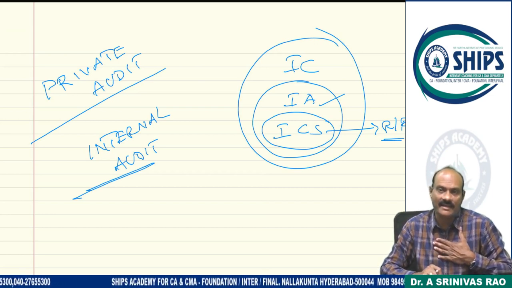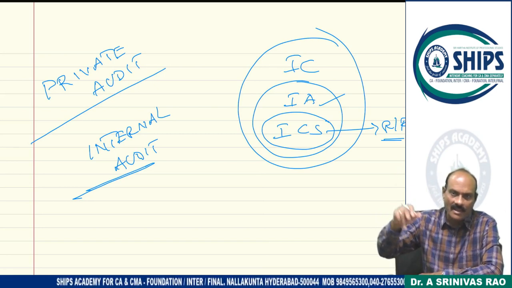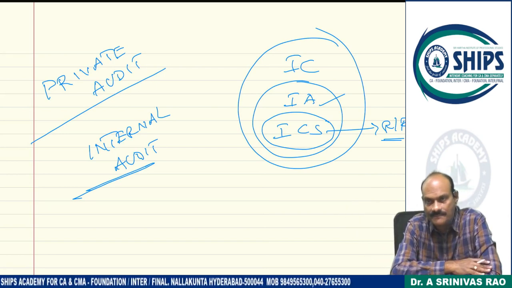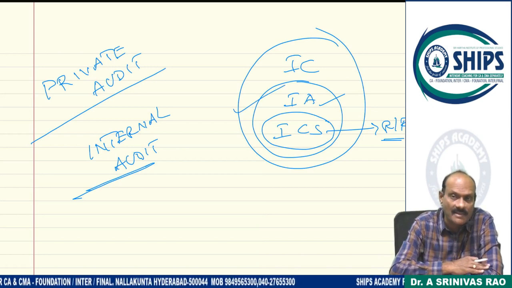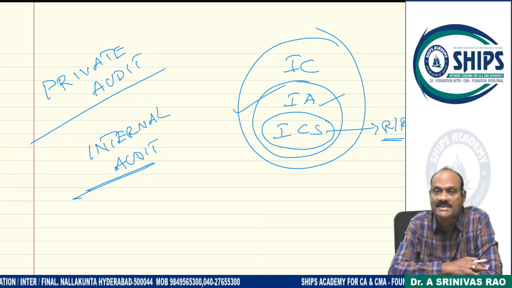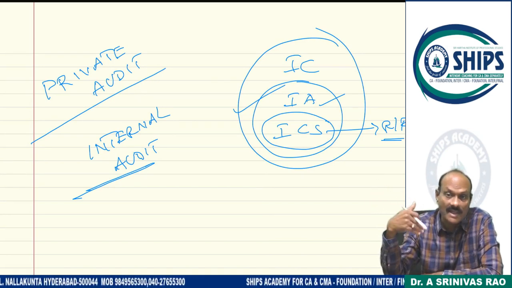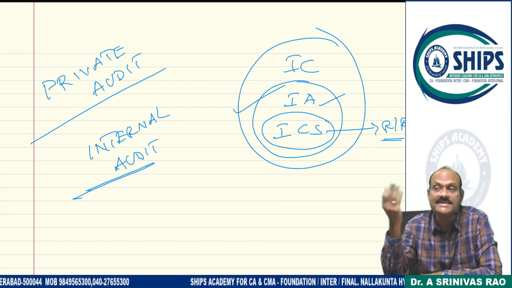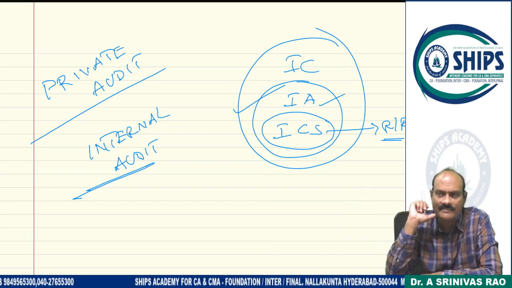Myself as an external auditor, when I come for audit, my first question would be, do you have existence of an internal control system? Yes, sir. Okay. Do you have an internal audit department? Yes, sir. Who is leading this department? Qualified CA. I can place some reliance on the work done by him. If non-CA, of course I can rely, but suspicious.